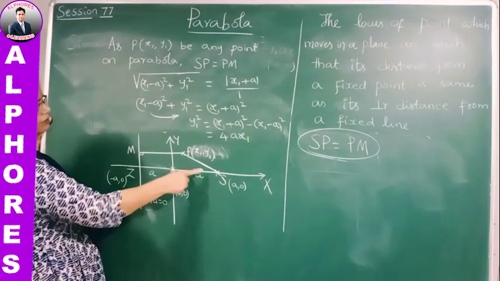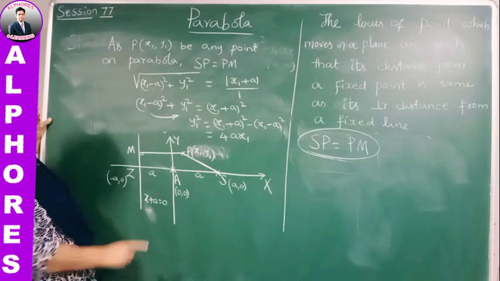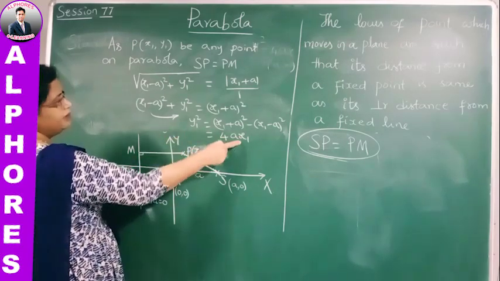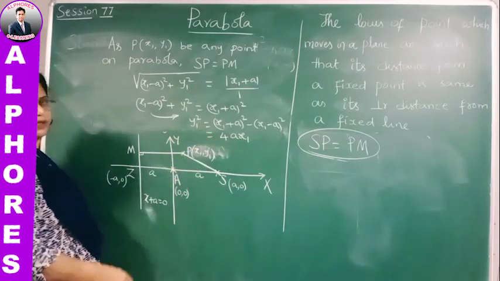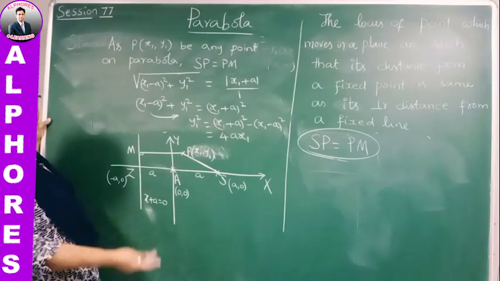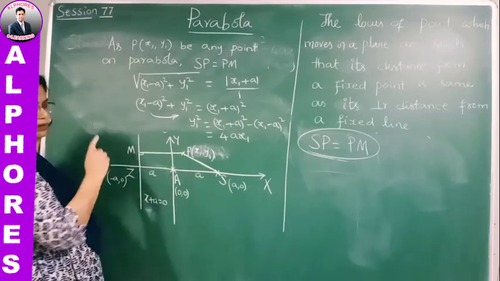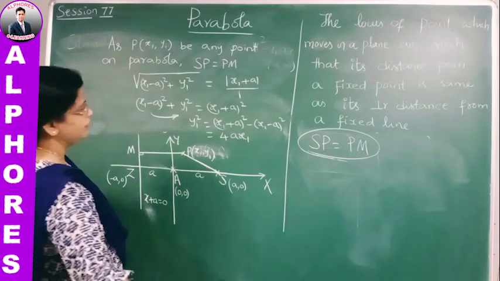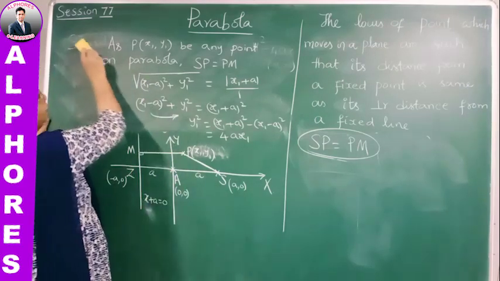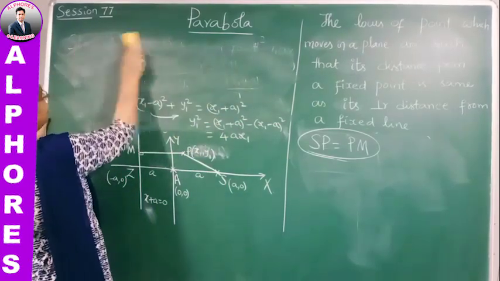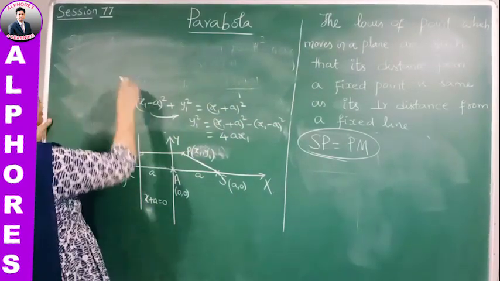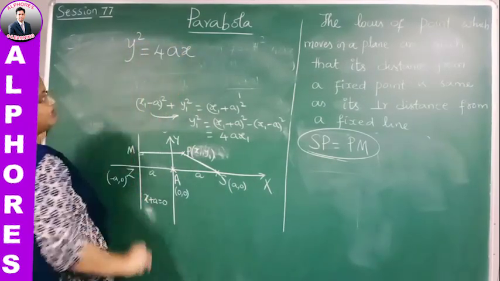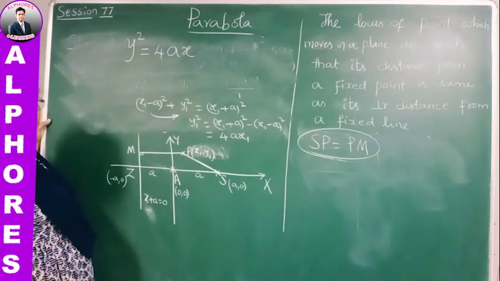Now this is true for any point on the locus. What is the locus here? Wherever SP equals PM is satisfied, it is true. This implies y1 squared is 4a x1, y2 squared is 4a x2, y3 squared is 4a x3, etc. In general, for any point on the plane satisfying this condition, the equation is y squared equals 4ax. So finally, students, which is true for any point on the locus, the equation of the parabola in standard form is y squared equals 4ax. Understand? This is true for any point on the parabola.